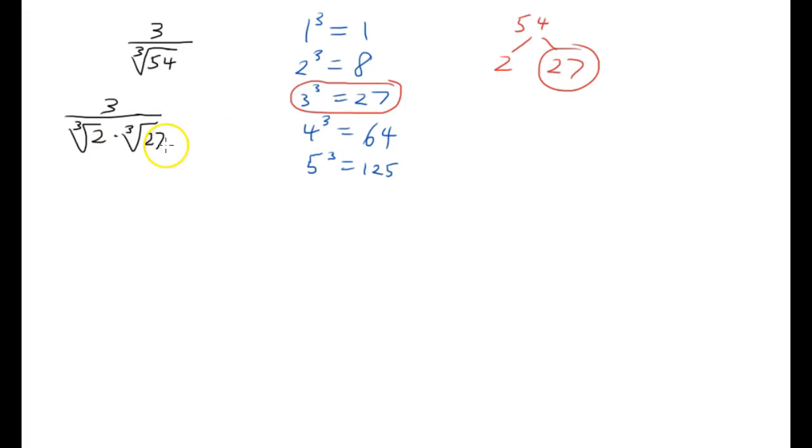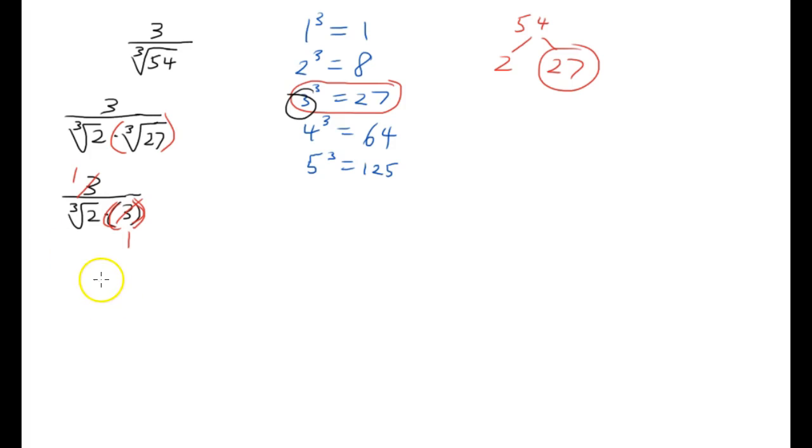Now, 27 is a perfect cube, so the cube root of 27 is just 3. All right, let's write that. 3 over the cube root of 2 times 3. So just to be clear here, all I've done is rewritten the cube root of 27 as 3. Okay, now we can cancel some stuff out. We've got a 3 in the numerator and a factor of 3 in the denominator. So we have just 1 left in the numerator.